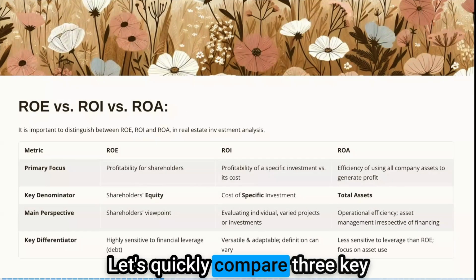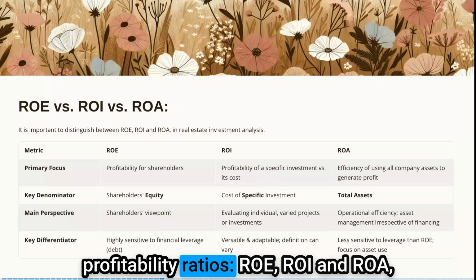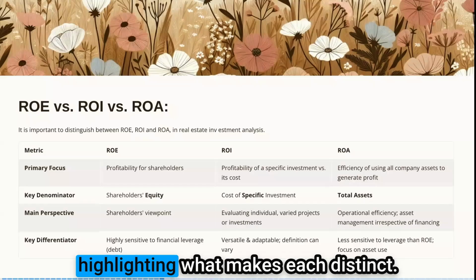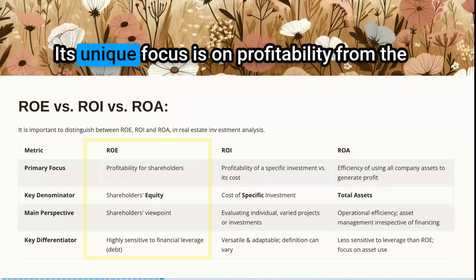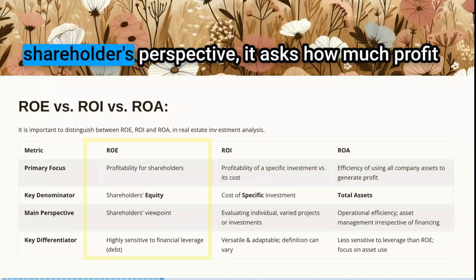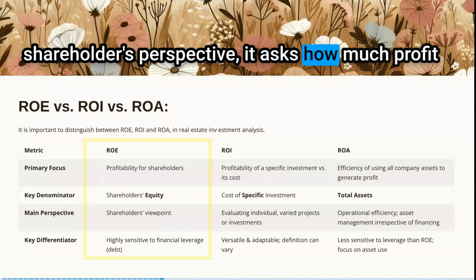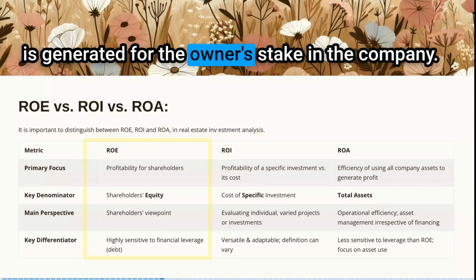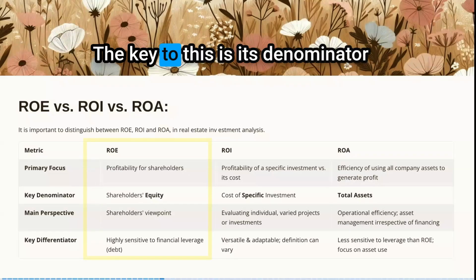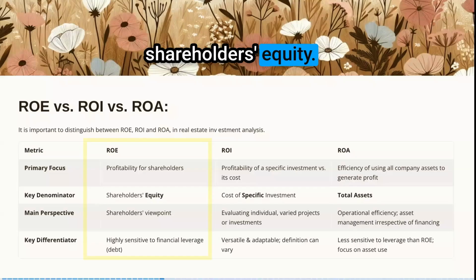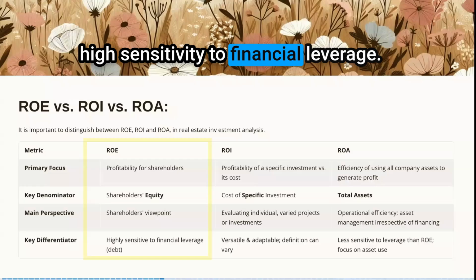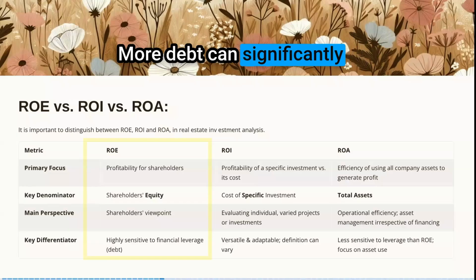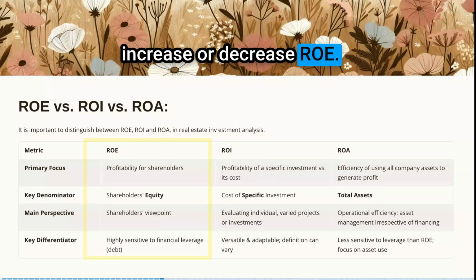Let's quickly compare three key profitability ratios: ROE, ROI, and ROA, highlighting what makes each distinct. First, return on equity. Its unique focus is on profitability from the shareholder's perspective. It asks how much profit is generated for the owner's stake in the company. The key to this is its denominator, shareholders' equity. A major distinguishing factor is its high sensitivity to financial leverage. More debt can significantly increase or decrease ROE.